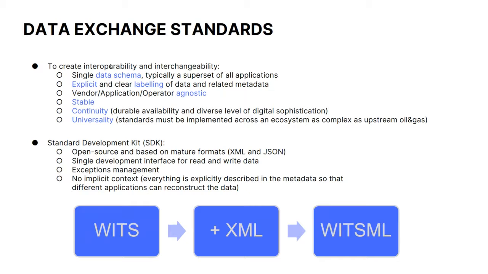I do not have to implicitly assume that everybody will know that data from the GOM are coming in field units. That's not the case. I need to specifically and explicitly mention everything. All the labeling needs to be clear, both in the actual data and in the related metadata. As I mentioned, the standards need to be vendor, application, and operator agnostic. So there is no difference if data are coming from Schlumberger, Halliburton, or Baker Hughes. They will be equally able to be read by Shell, BP, Chevron, ConocoPhillips, you name it.